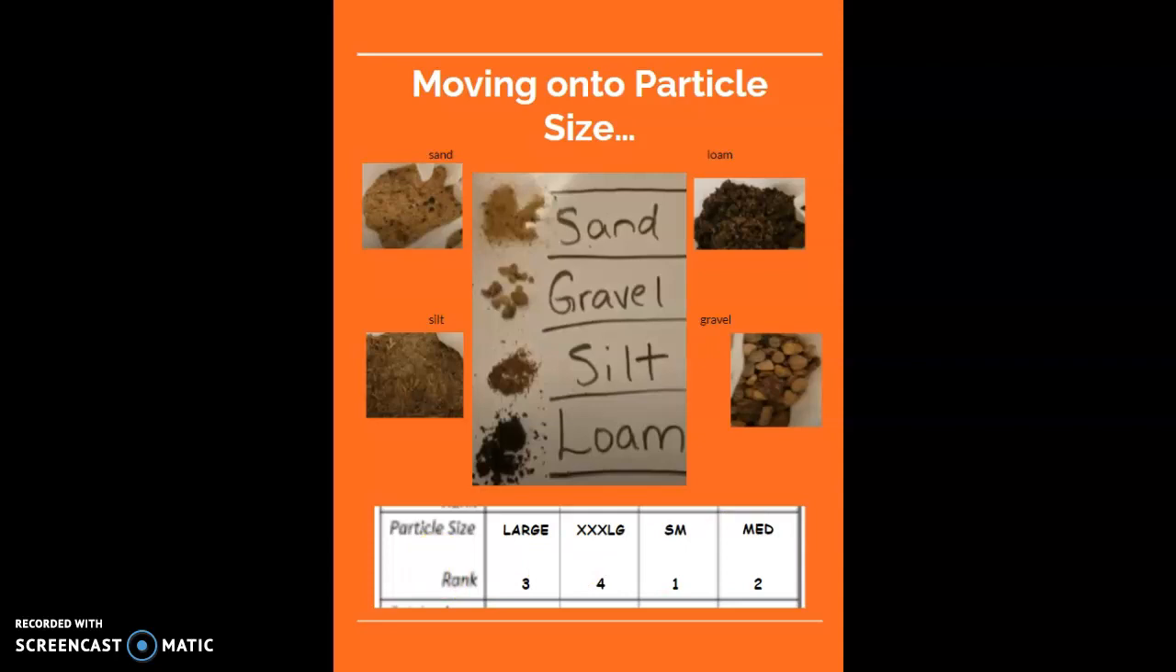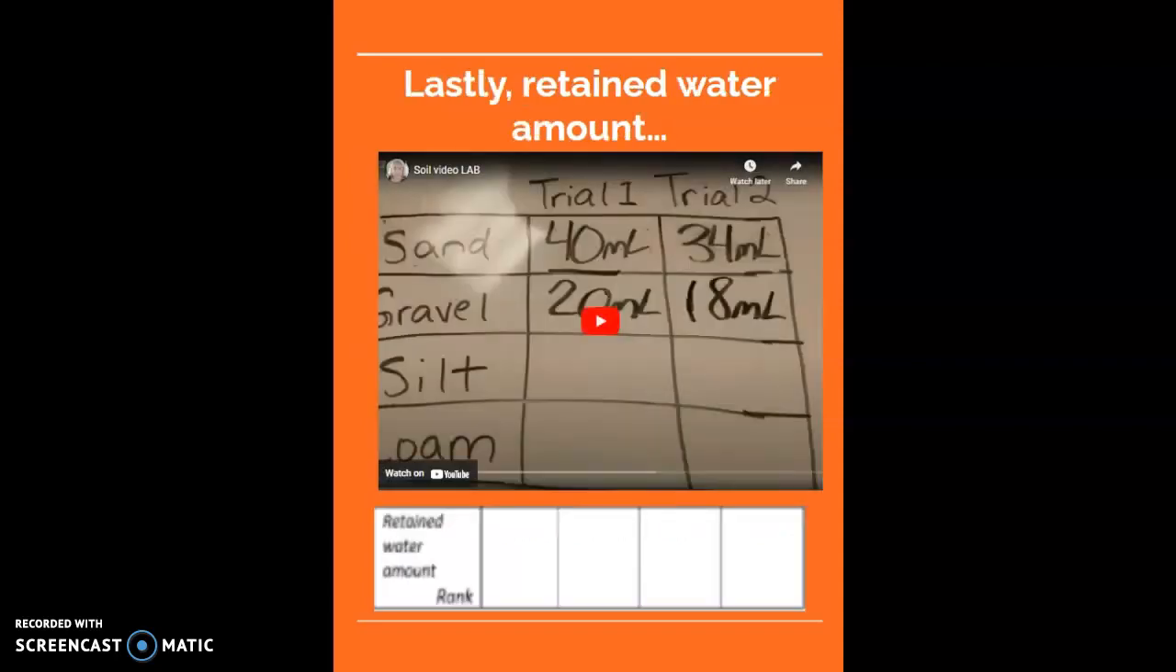And we're going to move on to the last section that we're testing, which is the retained water amount. Okay, there's a video that we're going to watch, and I'm going to explain as the video is going how the test worked for retaining water.